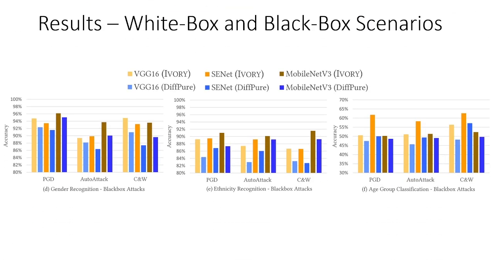96%. In the more challenging black box scenario, where adversarial attacks are transferred across models, Ivory continued to perform remarkably well. This setup simulates real-world conditions where an attacker doesn't know the exact model structure, so they rely on adversarial attacks generated on different models. Even in these conditions, Ivory consistently improved accuracy across tasks, demonstrating its robustness and generalizability.